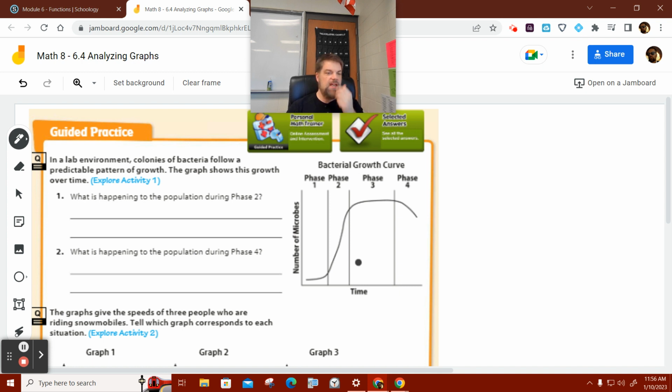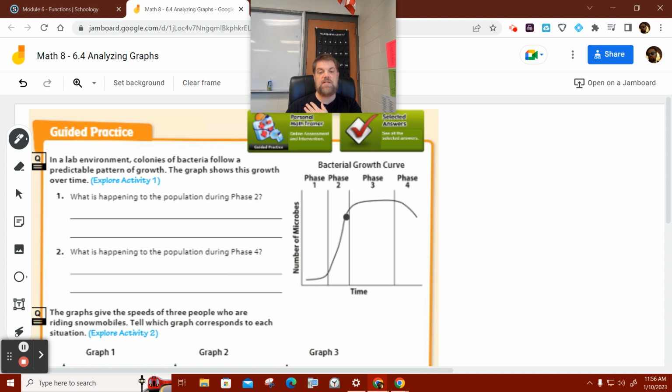It says that in a lab environment, colonies of bacteria follow a predictable pattern of growth. This graph shows the growth over time. What's happening to the population during phase 2?